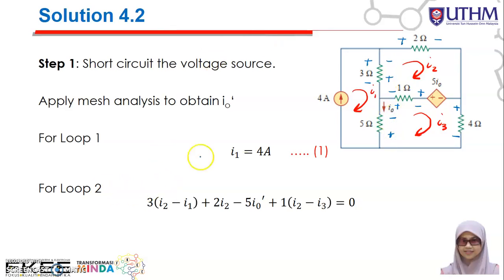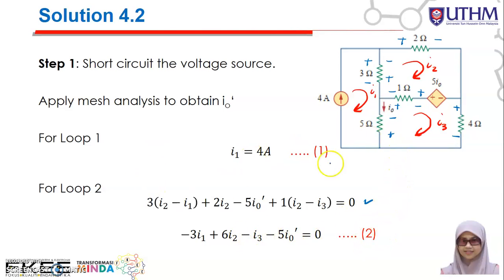For loop 2, you have 3 ohm multiplied by I2 minus I1, plus 2I2. Here you see the negative terminal, so negative 5I0 prime, plus 1 multiplied by I2 minus I3, equal to 0. Then you can further simplify this equation and get negative 3I1 plus 6I2 minus I3 minus 5I0 prime equal to 0. This is considered as your equation number 2.